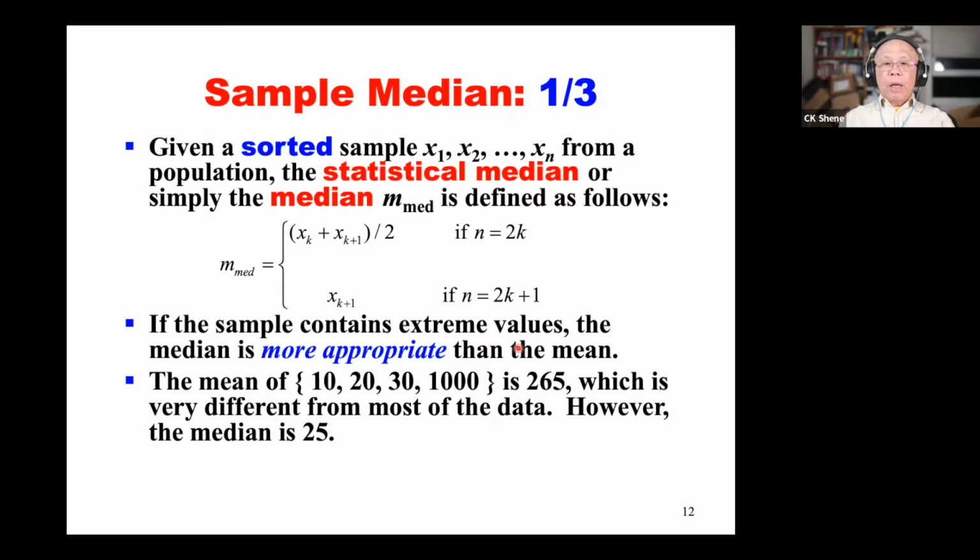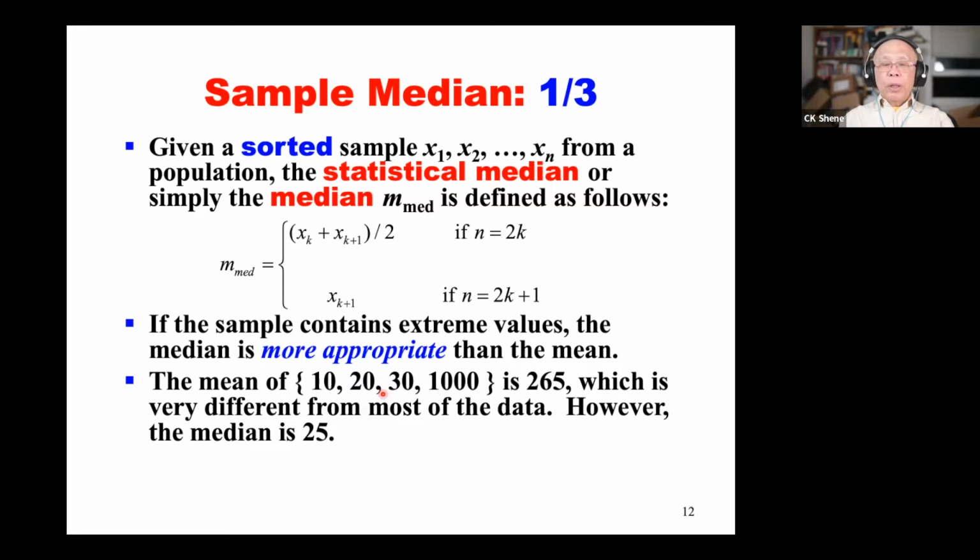So let's take a look at this. The mean of these 4 data points is 265, which is very different from most of the data. However, the median is 25. We have 4, so we pick the middle 2 and compute the average.